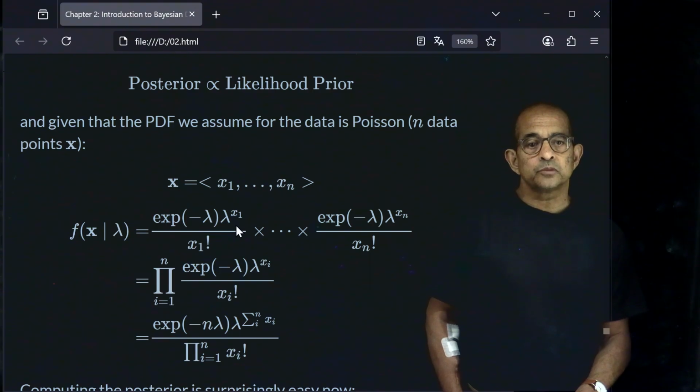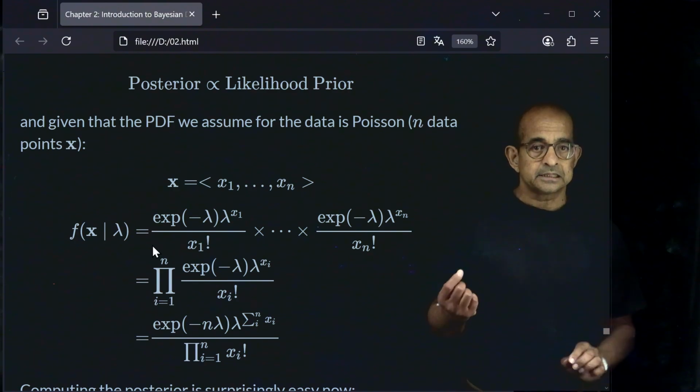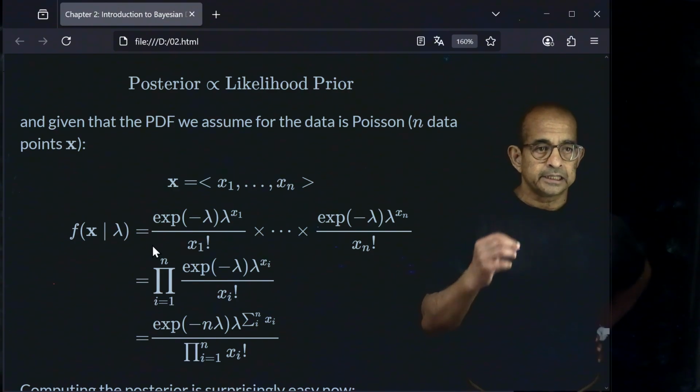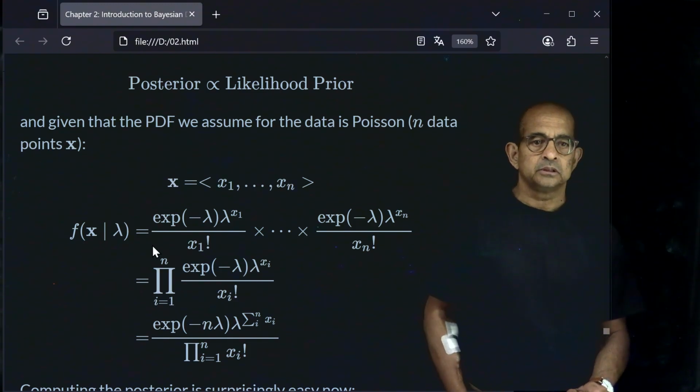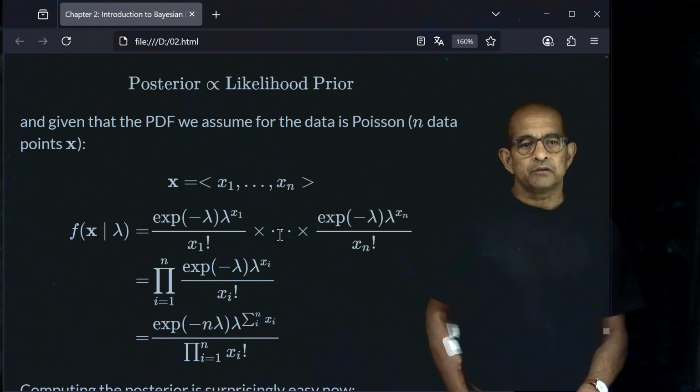So just focus your mind on the data point x1. Here I've defined the Poisson distribution for x1. You see that over here? And in the denominator, this normalizing constant is x1 factorial, right? So that's the probability density for the data point x1 given some lambda parameter value. Similarly, I would do that for x2, x3, all the way up to xn. So that's why I've got a product here.